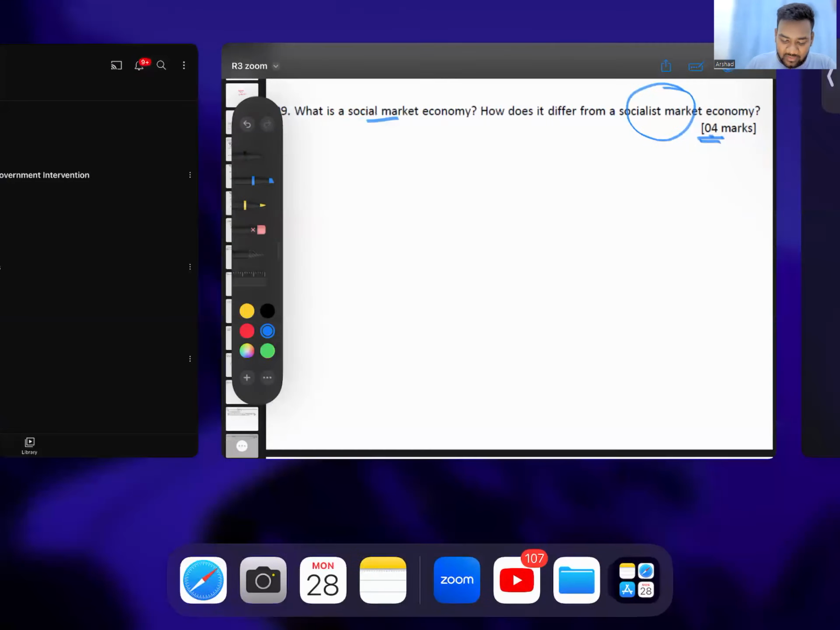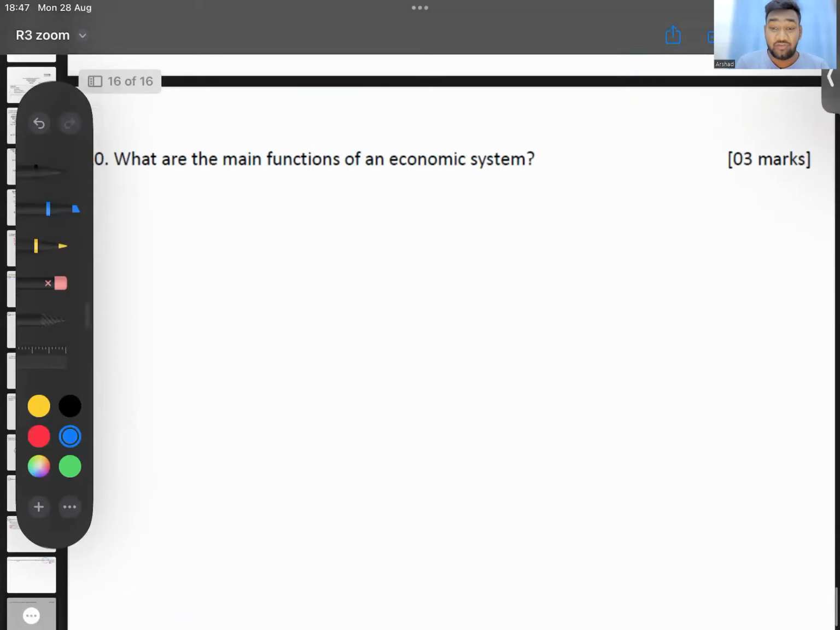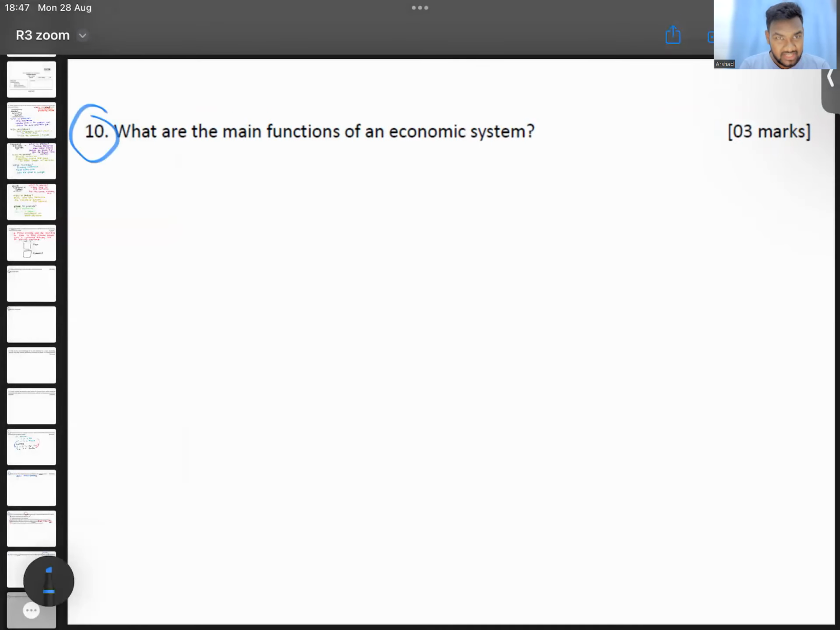Right. The final question. Can you all give me an answer for this, guys? What are the main functions of an economic system? It's a very easy question, but most of you all sometimes get it wrong. What are the main functions of an economic system? Is it production, distribution, and consumption?